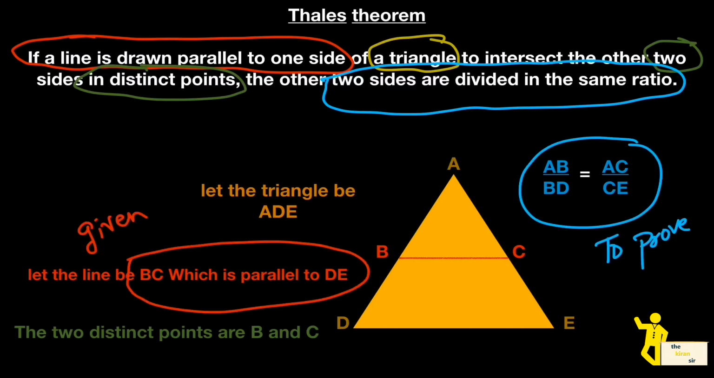We have been given that BC is parallel to DE, and we have to prove that AB upon BD is equal to AC upon CE. This is what we have to prove. Now let's try to understand how do we prove this? How do we prove the Thales Theorem?